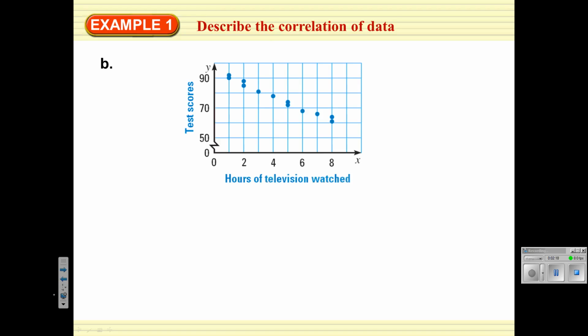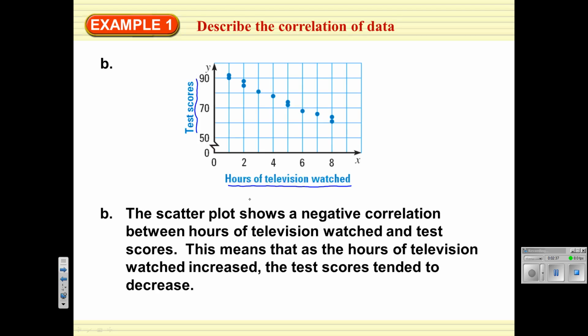Part B for example 1. Notice this one is hours of television watched and test scores. So as the hours of television watched increased, our test scores tended to decrease. Now that may or may not be true, but you never know. Obviously, if you're watching more television, you're possibly spending less time studying. So that could be the reason for the possible negative correlation. Less TV viewing, more studying, scores were higher. So negative correlation, because as x increases, y decreases.